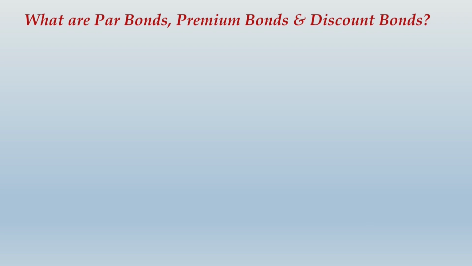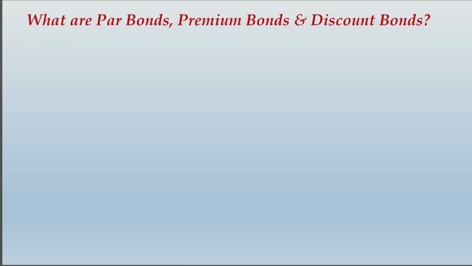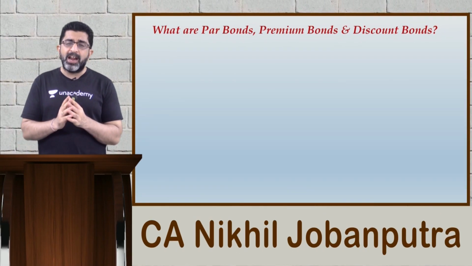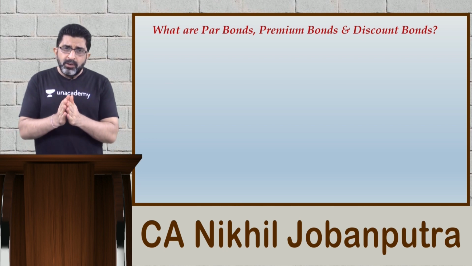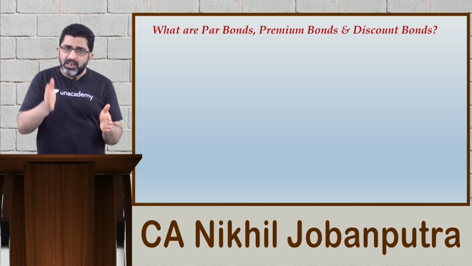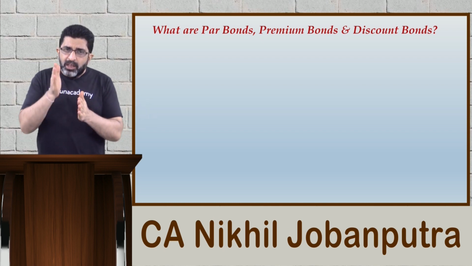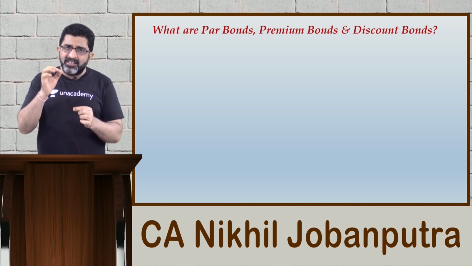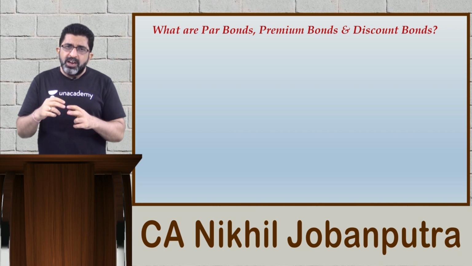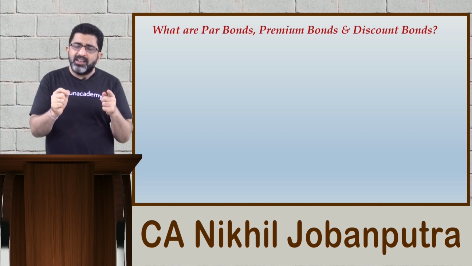Let us move ahead and now talk about the next concept, that is, what are par bonds, premium bonds and discount bonds. So friends, basically some time back I have already discussed this matter with you. What is par bond, premium bond and discount bond? So let us talk about it once again. We have the discussion split into two different time periods. One is the issue date and one is the later date. At the issue date, at the time of issue, the bond can be classified as par bond, premium bond, discount bond, depending upon at what price it is issued.